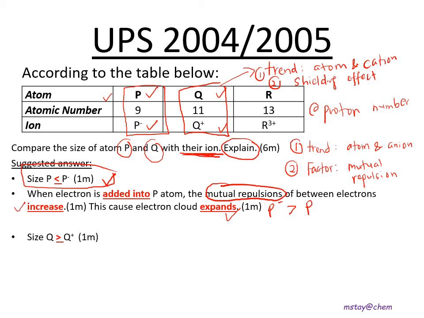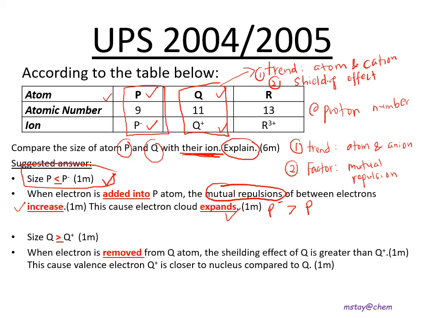So next pair, we are going to compare Q with Q plus. Generally, we already know atom will have a larger size than Q plus. Now let's look at how we're going to do the explanation. When the electron is removed from Q, the shielding effect of Q will be greater. Again, you see the word shielding effect, and then you mention which one has greater shielding effect. Q has greater shielding effect, and that makes the valence electron for Q plus closer to the nucleus. So that's why Q has a larger size compared to Q plus.